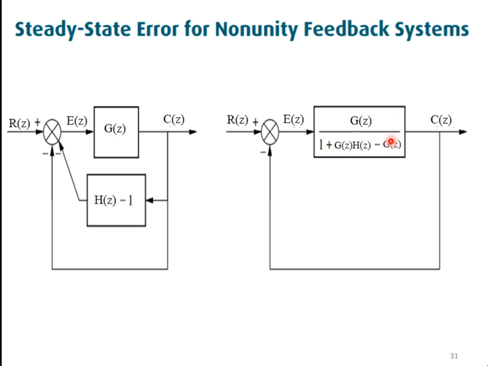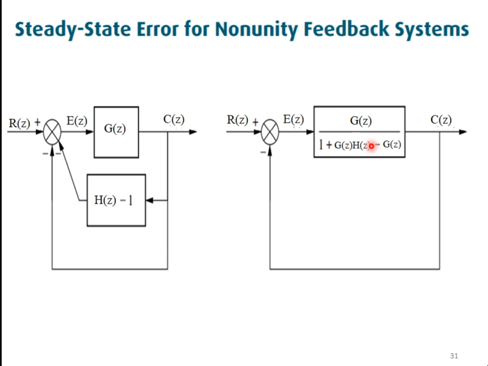Whenever you have a non-unity feedback system, it can be replaced with a unity feedback system with its G(z). For example, if G'(z) is the equivalent feed forward transfer function, then G'(z) will be equal to G(z) by 1 plus G(z)H(z) minus G(z). That is the essence. Now you can see that this is the same as what we have done in the previous classes. It is a unity feedback now, but the feedback H(z) which is not equal to 1 is accounted for over here.